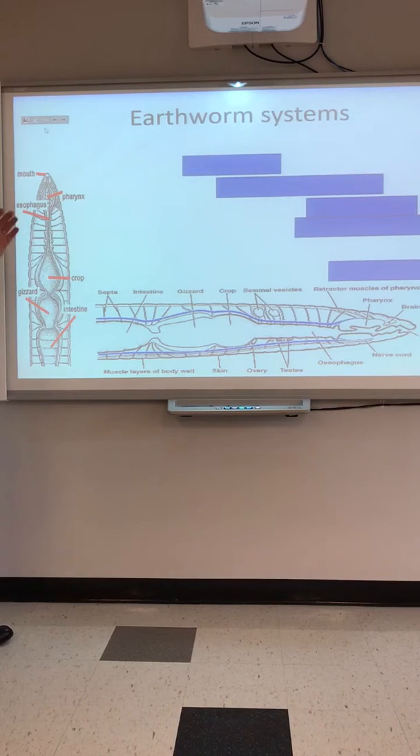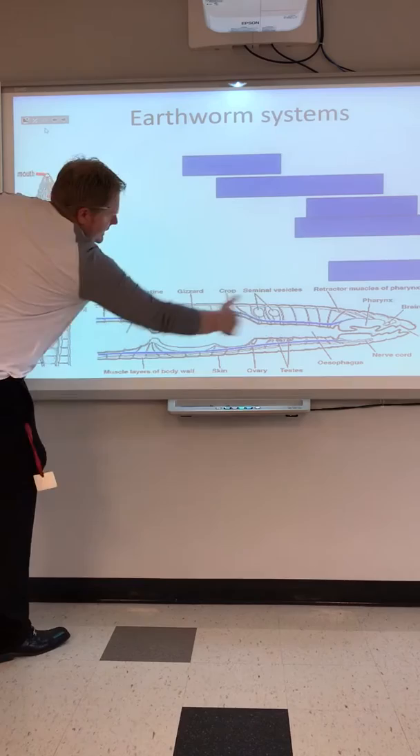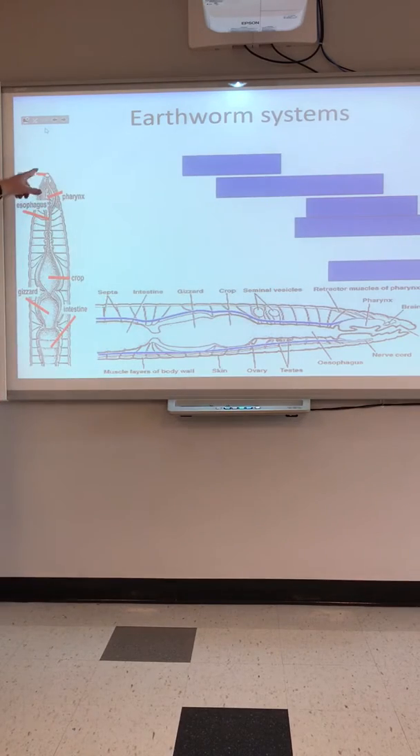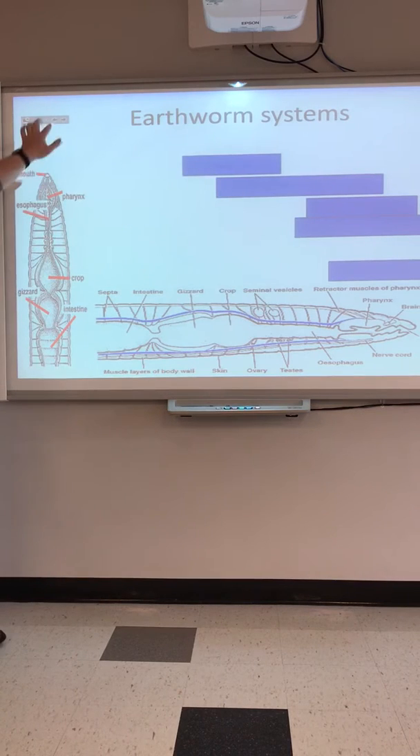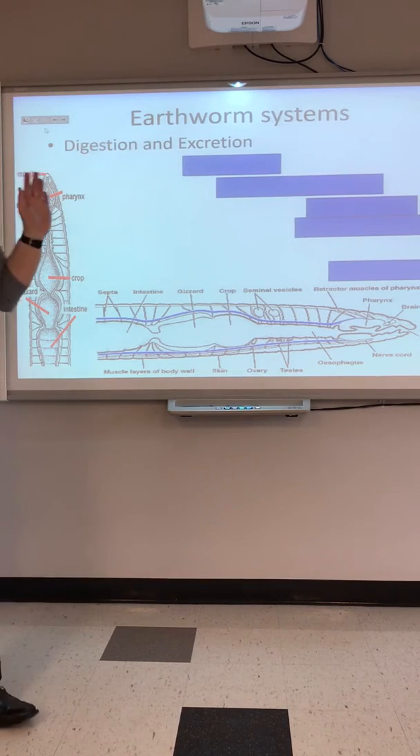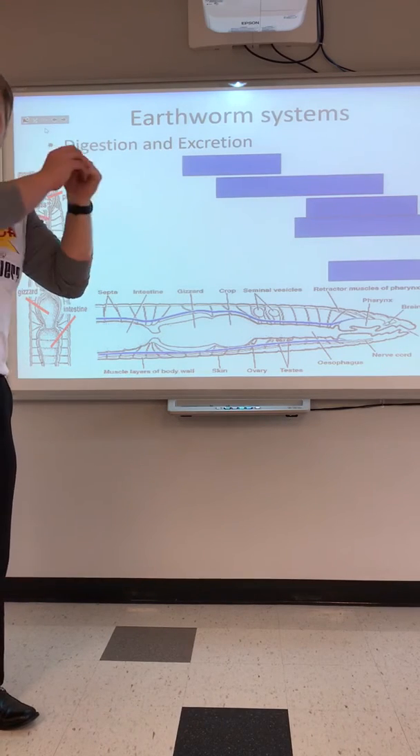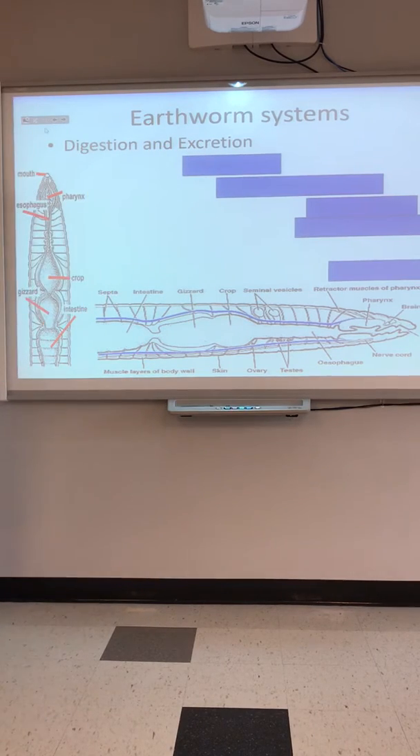Earthworm systems, there's a lot of them. This is from a top view. This is from a side view. Both have the mouth, and we can work our way through the digestive systems. First, we talk about digestion and excretion. Big deal. Food comes in one end, goes out the other. That wasn't always the case with the simpler organisms. You guys know that. Now, they have a mouth that takes in soil.